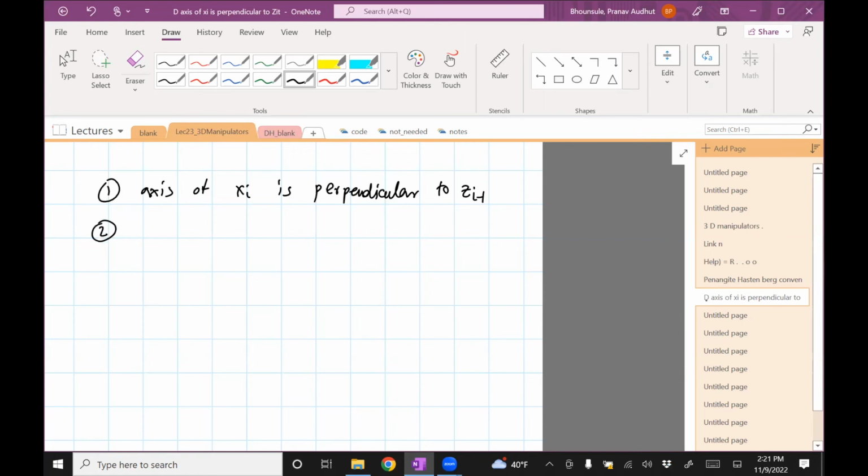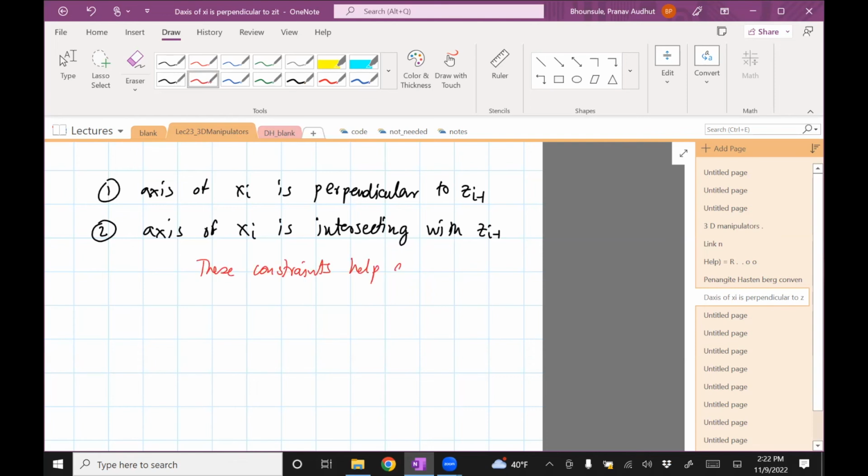And the second fact is that the axis of xi is intersecting with zi minus 1. So these two constraints eliminate two parameters, and that's why we can get rid of two numbers out of six. Get rid of two parameters.